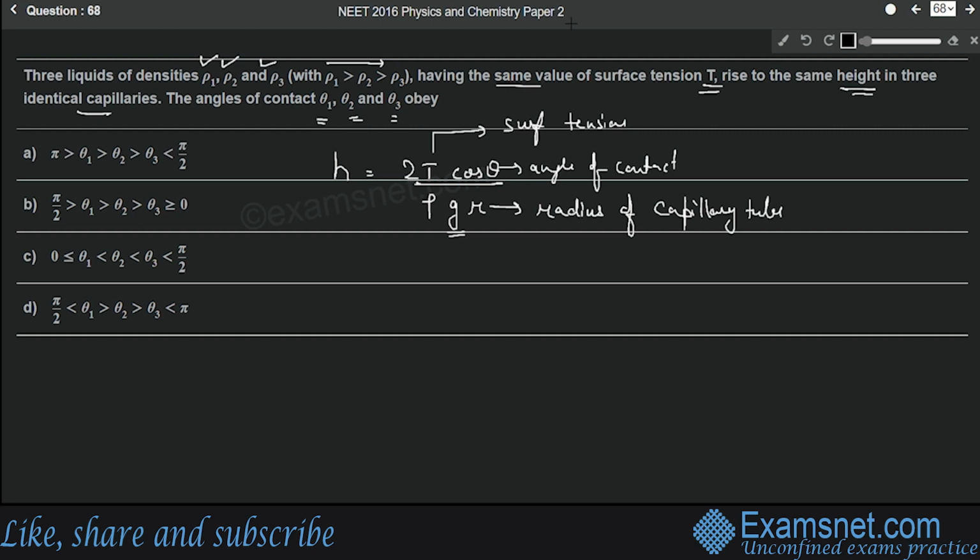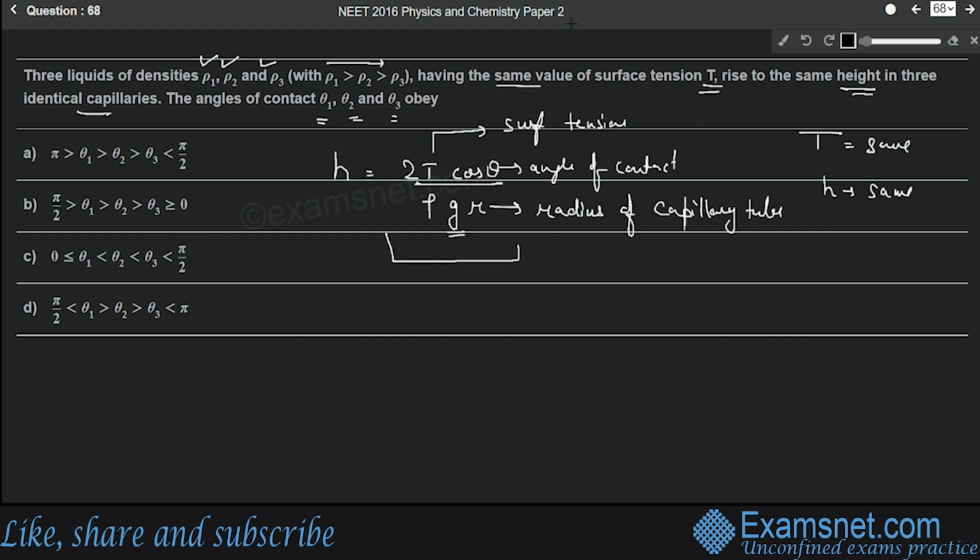Now it is given in the question that they have the same surface tension. So tension T is the same. Then they rise to the same height, which means h is also the same. When h is the same, this complete expression will be constant.